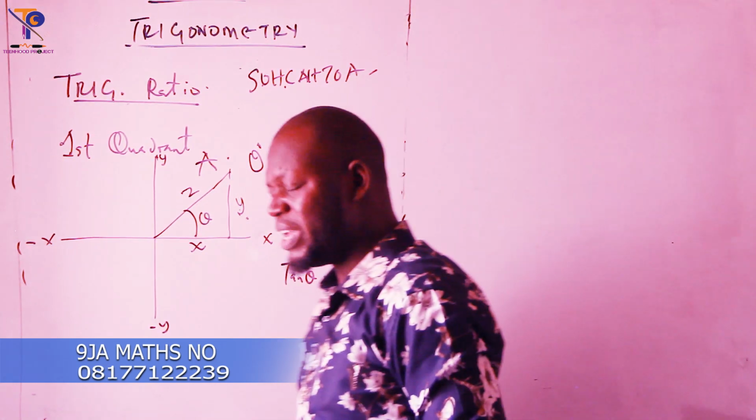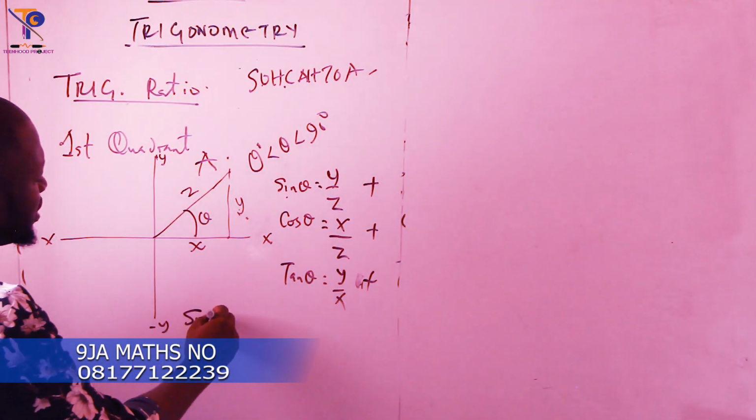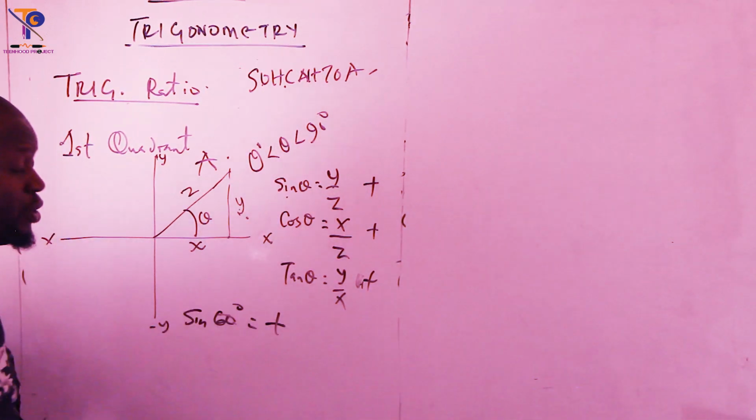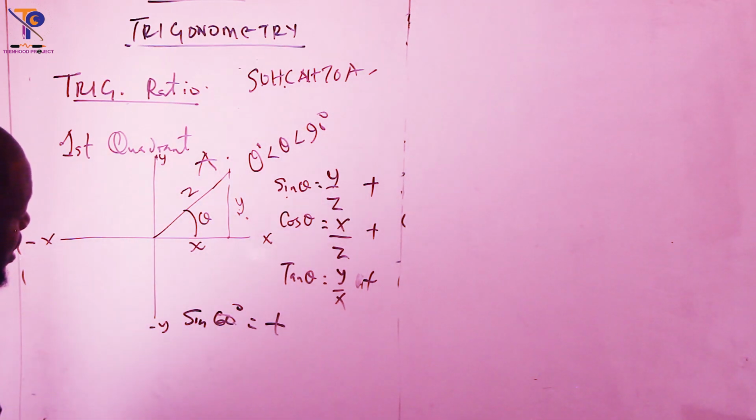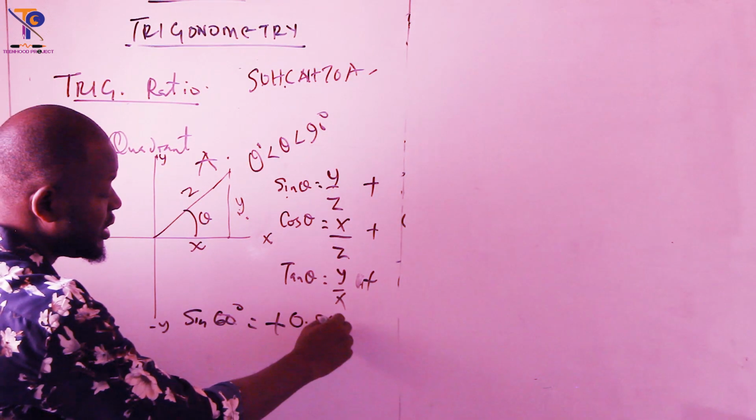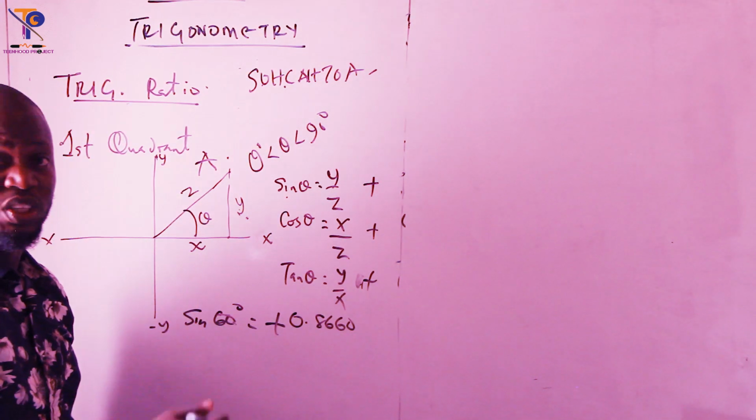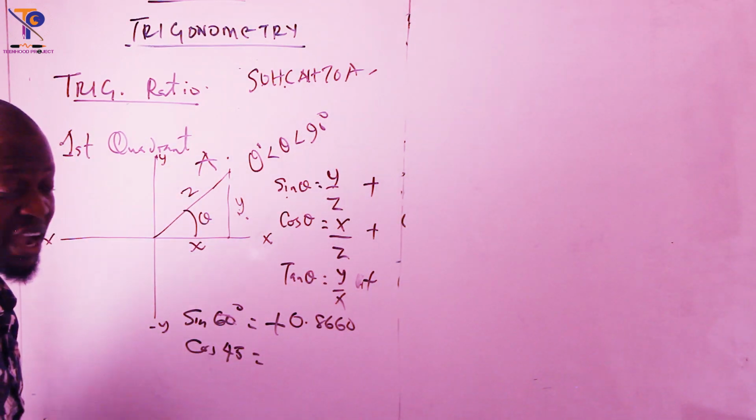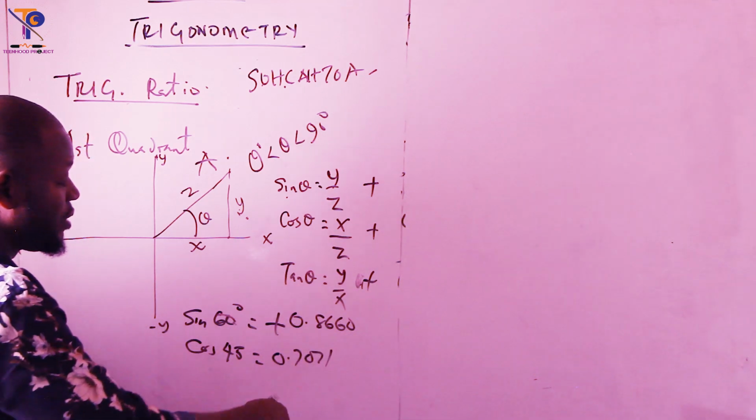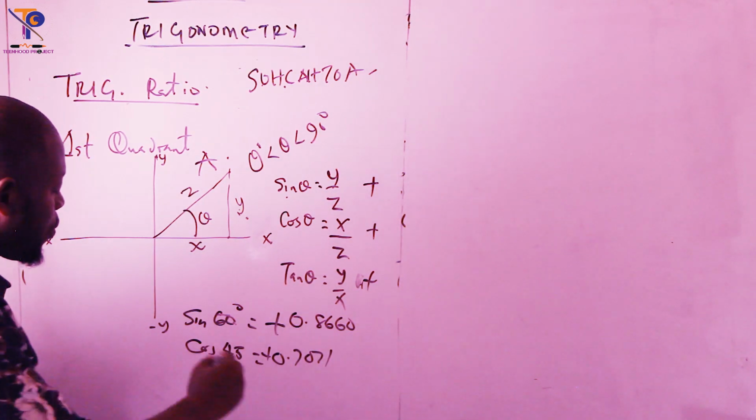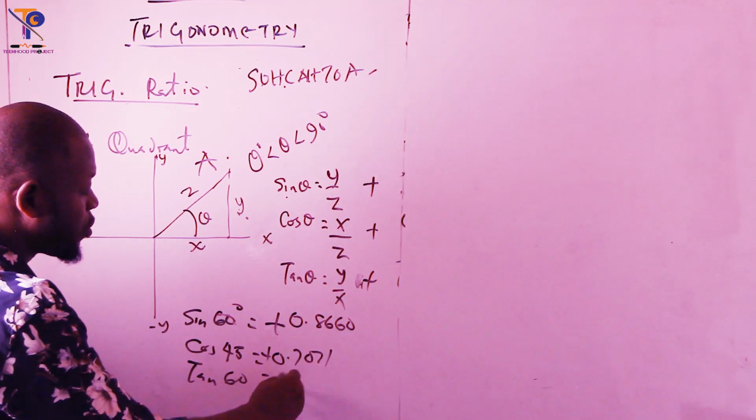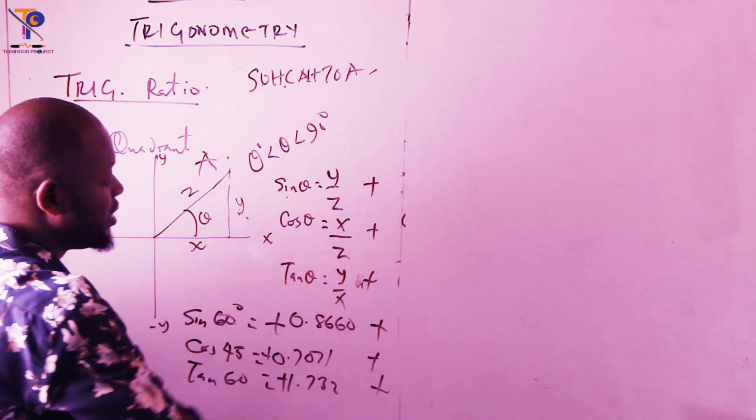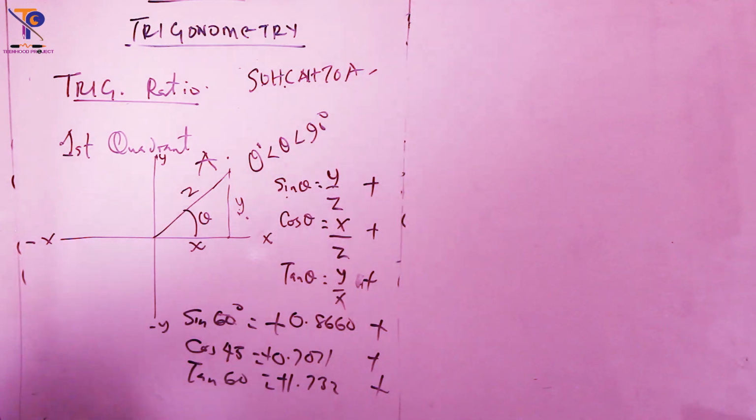So let's see what I mean. If I have sine 60, for instance, all I need to do is be sure it is a positive value. My sine 60 is 0.8660, that is root 3 over 2. Then if I have cos 45, for instance, my cos 45 is 0.7017, and this is also positive. So we have tan. My tan 60 is equal to 1.732. So it is also positive. That's why I said they are all positive here. So that is the first quadrant. Let me go to the second quadrant.